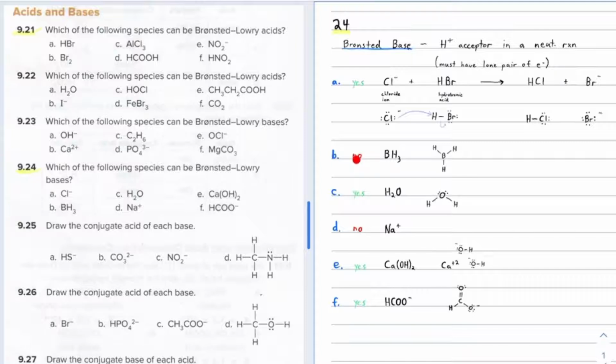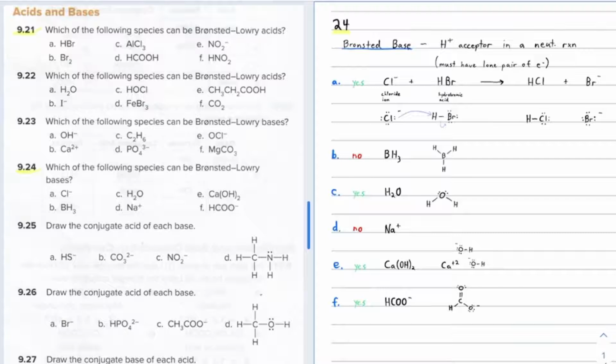BH3, no, this is not a Bronsted base. Draw the Lewis structure for BH3. You'll see there are no lone pairs of electrons that it can even form a bond with hydrogen. The third one, yes, water is a Bronsted base, or it can be a Bronsted base. Here's water, and you can see that it has 2 lone pairs of electrons, and either one of these can attach to an H+ ion.